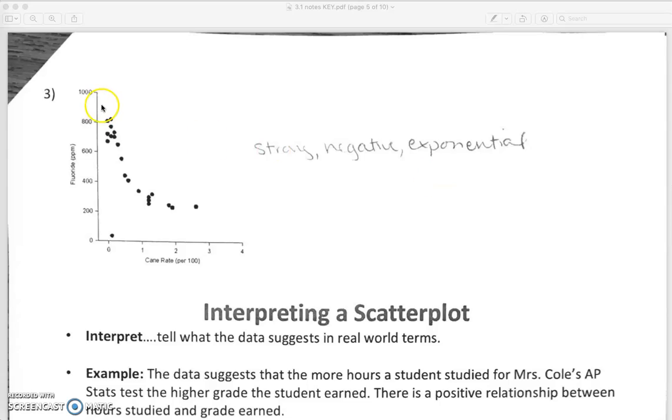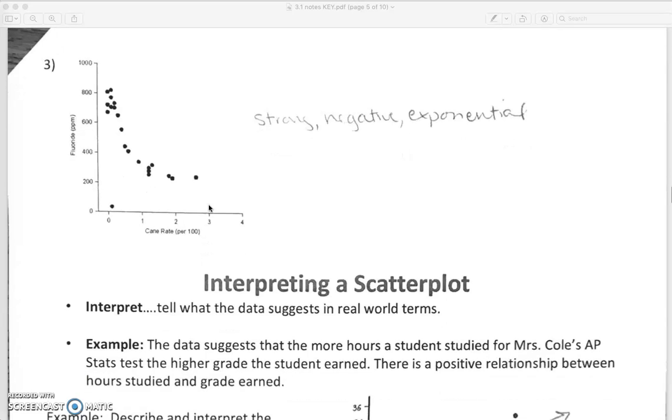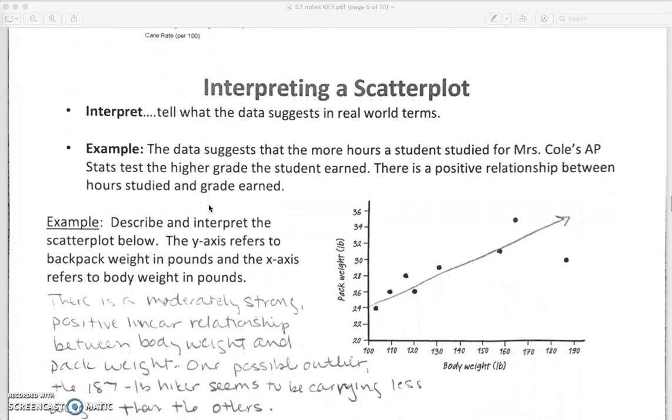Example 3, we definitely can see that it is a negative pattern. It's a decreasing function. This, to me, really looks more like an exponential curve, so I might describe it as exponential. It's a pretty tight fit to an exponential curve, so I would say it's a strong negative exponential distribution. Notice down here we do have this one point. This would probably be an outlier. It strays from the overall pattern of the rest of the dots, so that would definitely probably be an outlier.